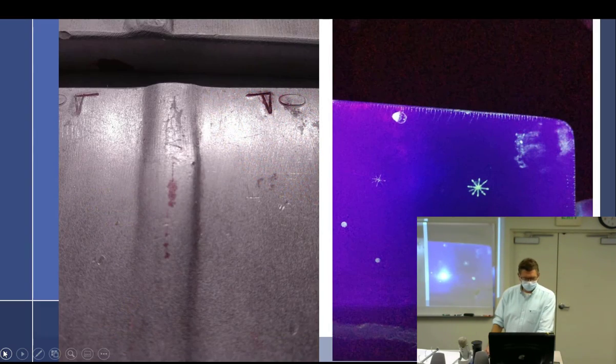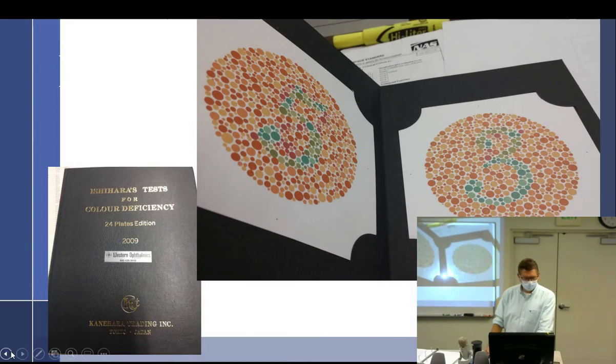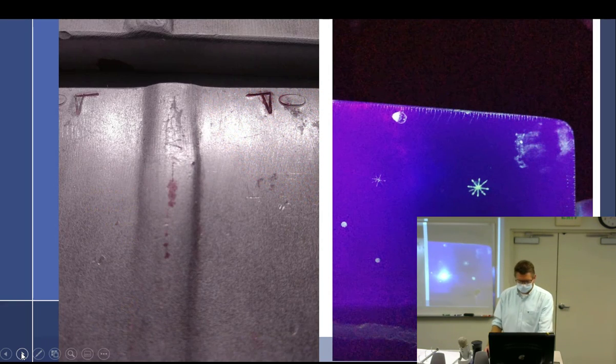All right, we did the Ishihara. That's what I got there. Oh, that's for fun. Oh, we got a little bit of time left. A lot of these pictures I actually took at Helier.